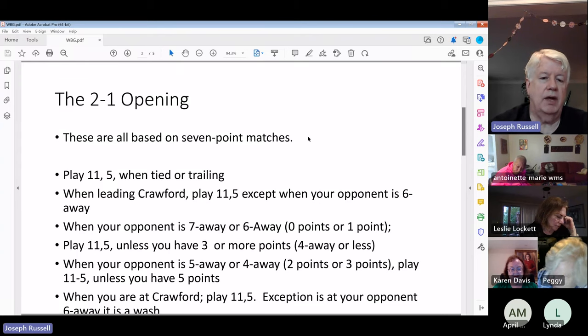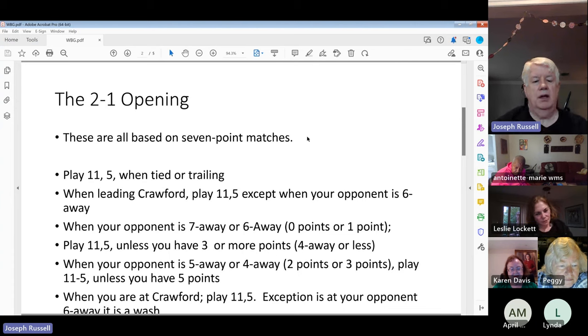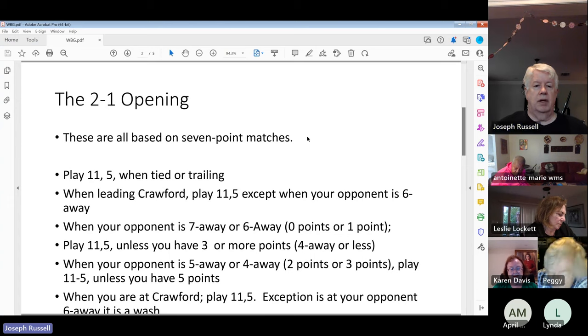You should play 11-5 if you are leading 3-0, 4-0, 5-0, or 3-1, 4-1, 5-1, then you should split. So that's a pretty good axiom to remember. Just, if your opponent has 0 and you have 3 or more, then you split. Otherwise, play 11-5. If your opponent has 1 and you have 3 or more, 3, 4 or 5, split. Otherwise, play 11-5. So those are things.